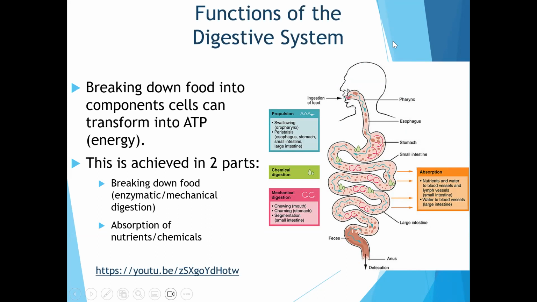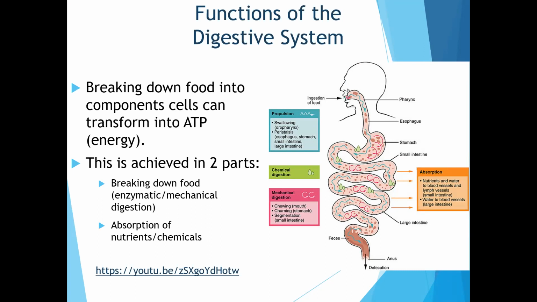Okay, functions of our digestive system. Of course, the biggest function is to break down our food into components that we can actually utilize to transform into ATP. It's not as if we eat a piece of chicken, our cells suck in that chicken, and can make it directly into energy. We have to break it down into all of its component parts before we can really use it.